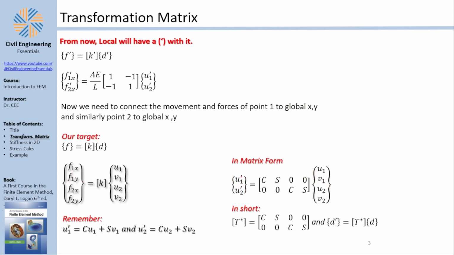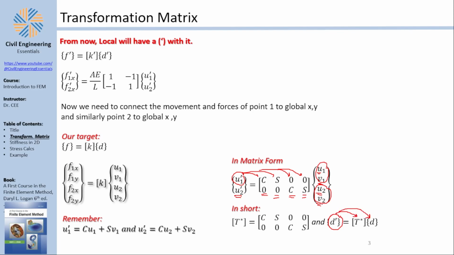Now, to understand this, you can see that U1 local equals cosine U1 global plus sine V1 global plus 0 U2 plus 0 V2, because U2 and V2 do not affect U local 1. And vice versa, the local displacement U2 has nothing to do with the global displacements at 1, but has everything to do with the global displacements at 2. So basically, in short form, your local displacements equal a transformation matrix by the global displacements.